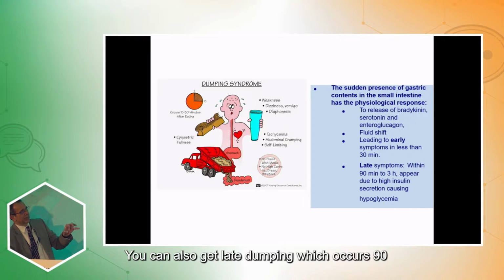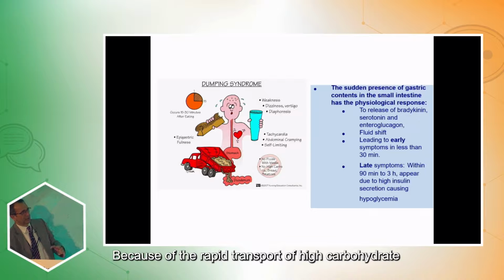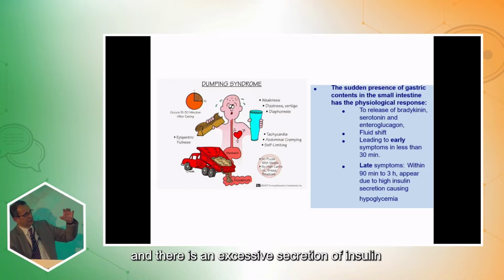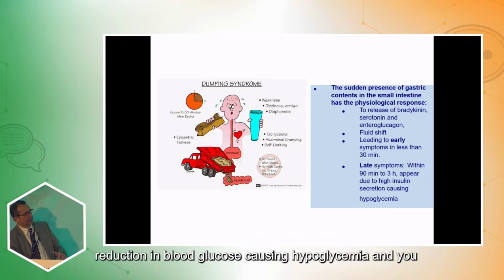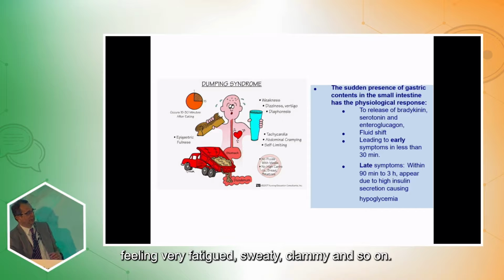You can also get late dumping, which occurs 90 minutes to 3 hours after eating, and that is due to the sudden rise in blood sugar because of the rapid transport of high carbohydrate content into the bloodstream. The sugar level rises, and there is an excessive secretion of insulin, that causes a sudden reduction in blood glucose, causing hypoglycemia, and you get low blood sugar symptoms of feeling very fatigued, sweaty, clammy, and so on.